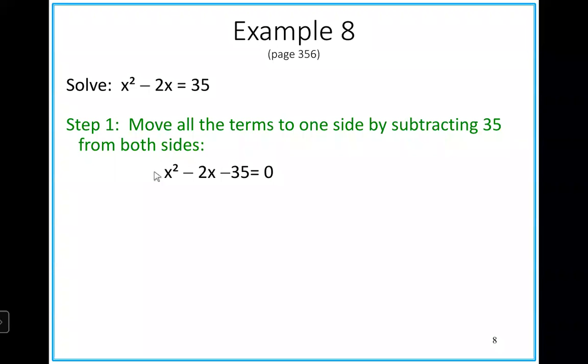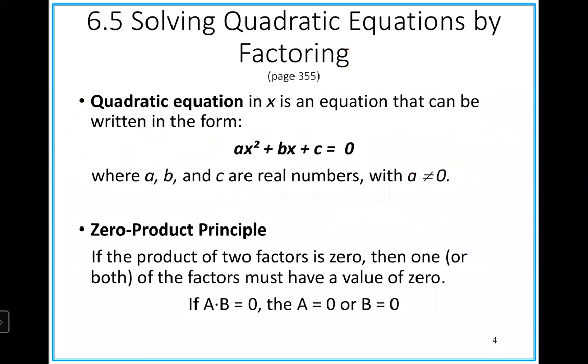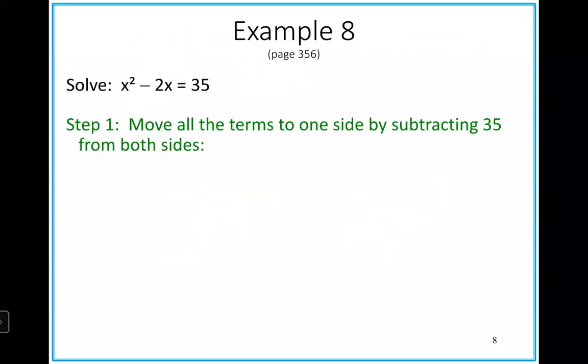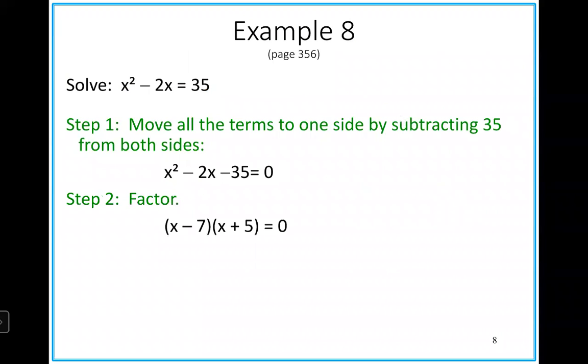So now we have a quadratic equation that's in the general form. If I look back here, remember, the general form of a quadratic equation is a number times x squared plus a number times x plus a constant equals 0. When it's not written in that form, we can always rewrite it to make it be in the standard form of a quadratic equation, so all the terms are on the left and equal to 0. Once we do that, then we can factorize it.